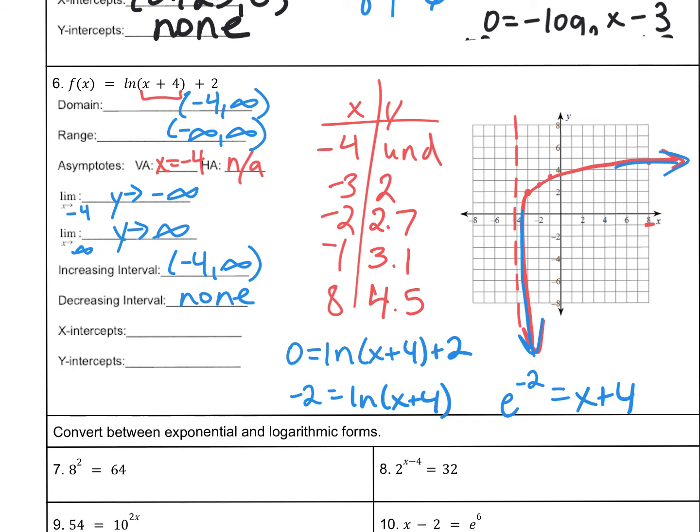I know that I'm then going to have to subtract 4 from that number, so I'm going to go ahead and do that in my calculator. And I get negative 3.864, and it keeps on going. So we'll just call that negative 3.86, comma 0.